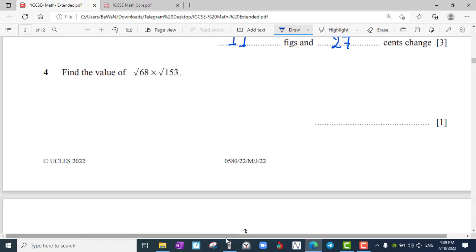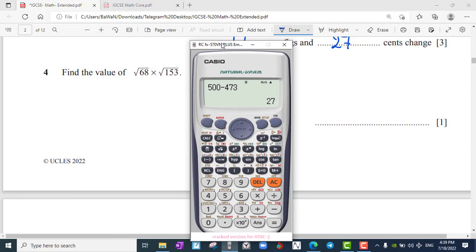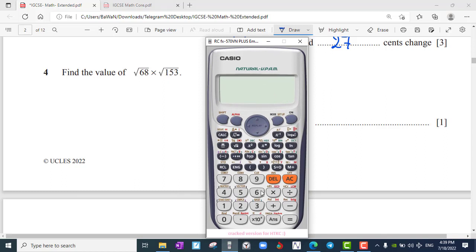Question 4. It's just calculator, because calculator is allowed. So we try to get the best benefit from the calculator possible. Square root 68 times square root 153. Before you press equal, just check, did you write the same thing? Sometimes this multiplication goes under, and the roots, the radicals, must look the same as the ones in the question. That's 102.